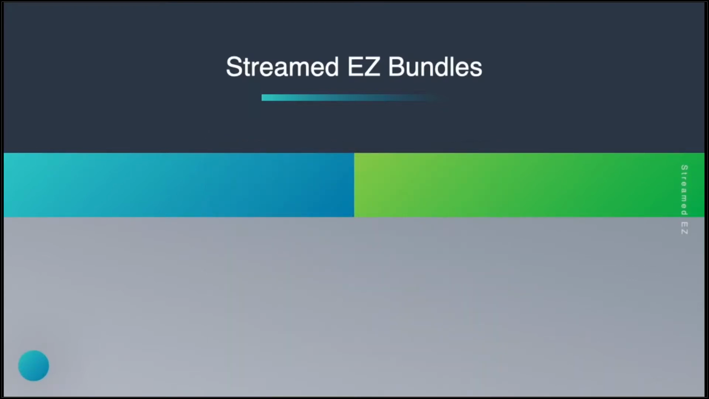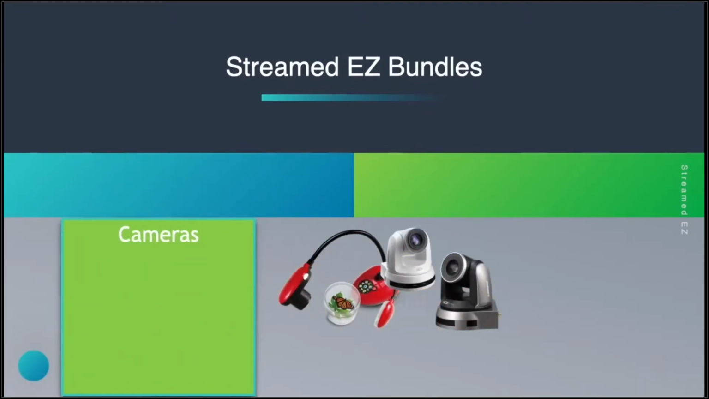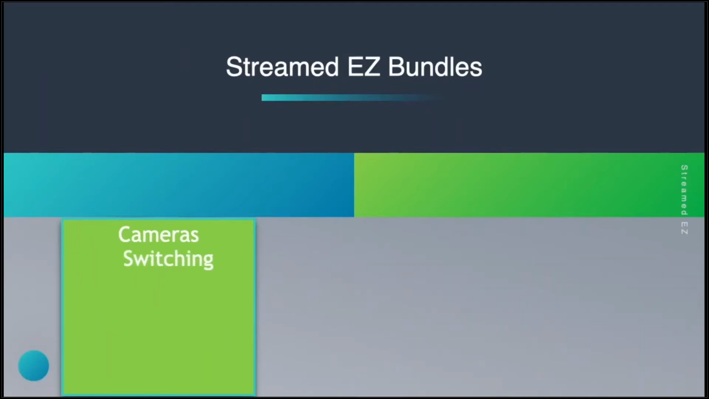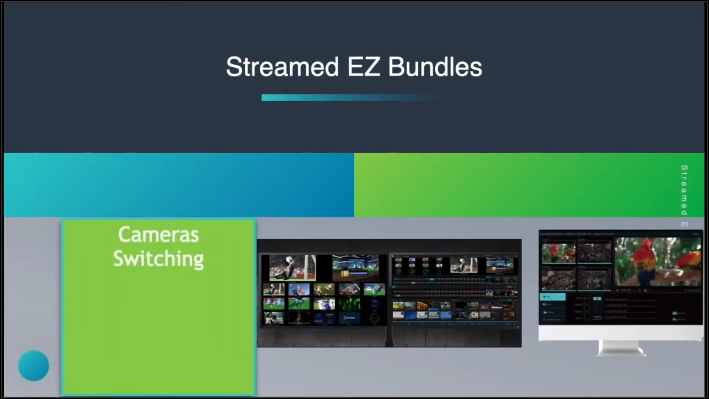To create an enhanced learning solution, we have to start with the ability to create great-looking content, and that really starts with cameras. We have bundles that include everything from document cameras to PTZs to box cameras, all the way up to broadcast cameras for larger events. Switching allows for multiple sources to be used, like multiple cameras, computers, document cameras, digital whiteboards, and even more.